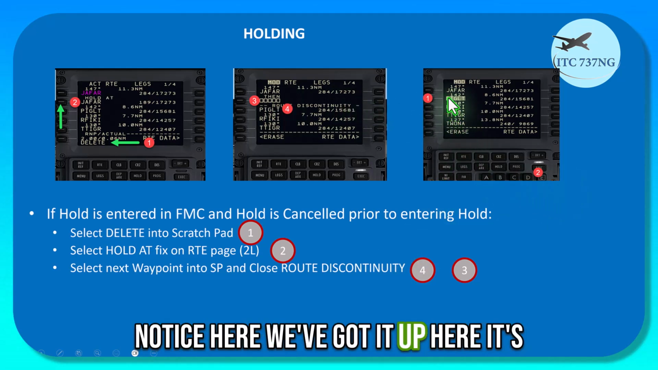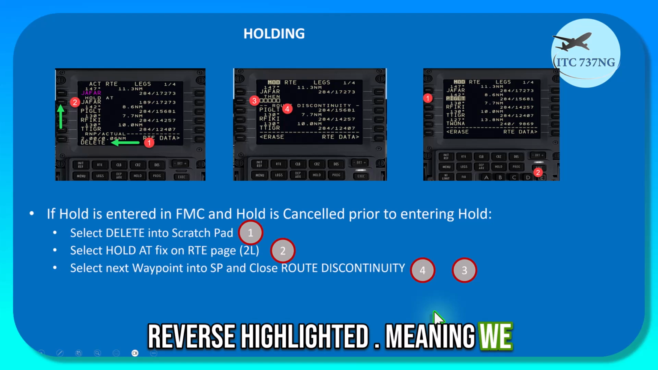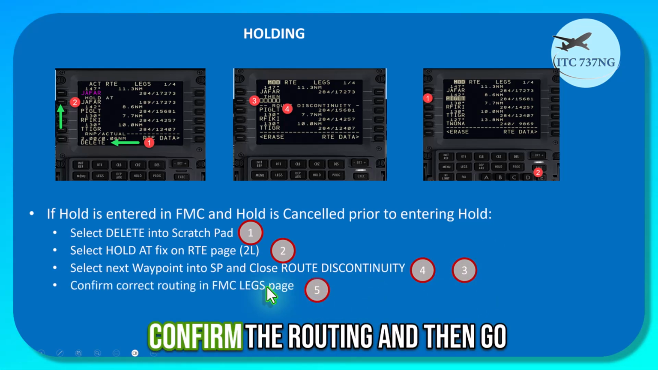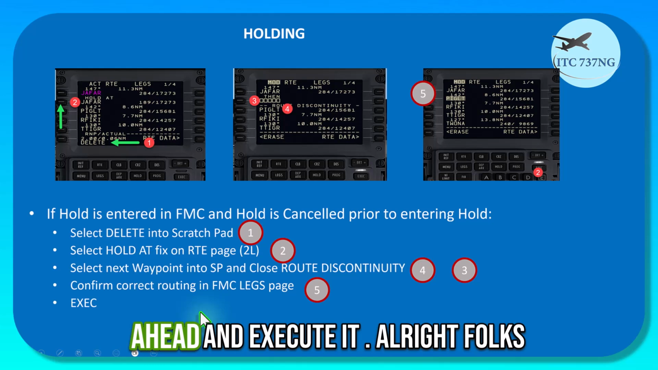Notice here we've got it up here, it's reverse highlighted, meaning we haven't executed anything. It's potential to do that. And then confirm the routing and then go ahead and execute it.